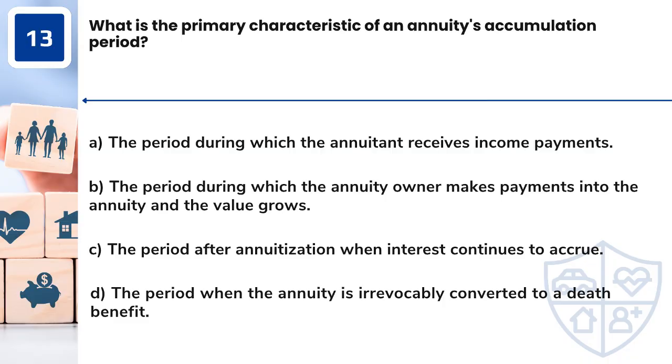Question 13. What is the primary characteristic of an annuity's accumulation period? A. The period during which the annuitant receives income payments. B. The period during which the annuity owner makes payments into the annuity and the value grows. C. The period after annuitization when interest continues to accrue. D. The period when the annuity is irrevocably converted to a death benefit.